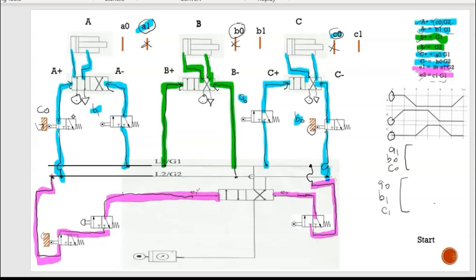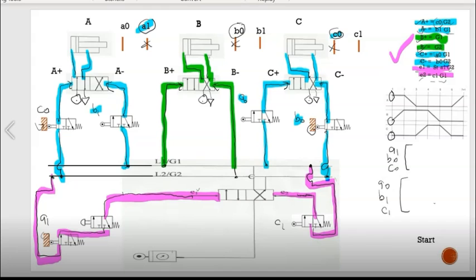Don't forget to do the loop. And then, I forgot to name the limit switch for A1 and C1. So make sure you never forget to name the limit switch.